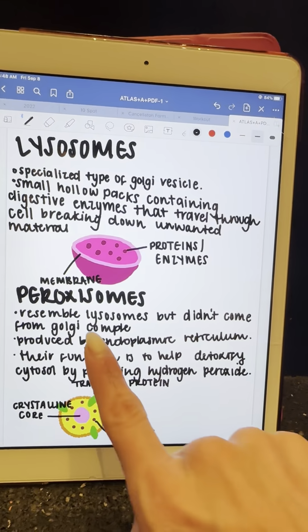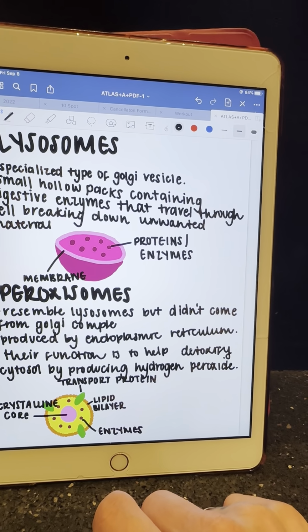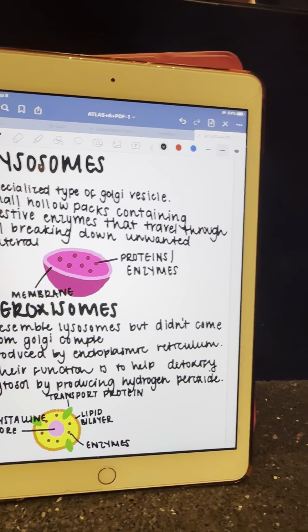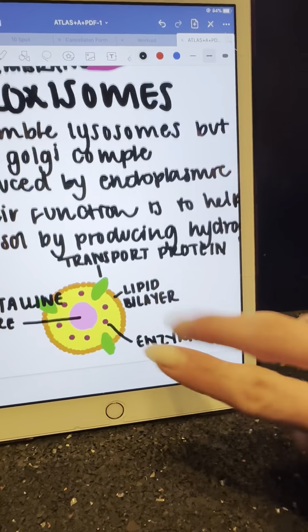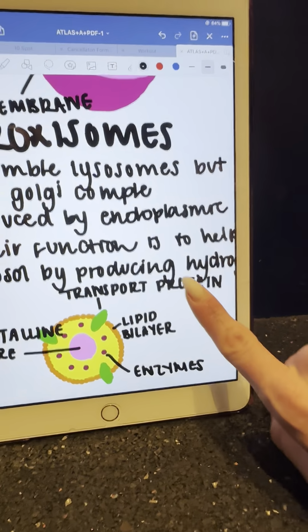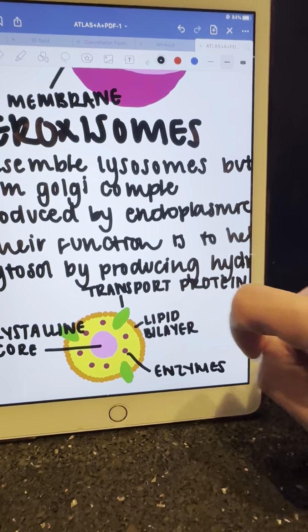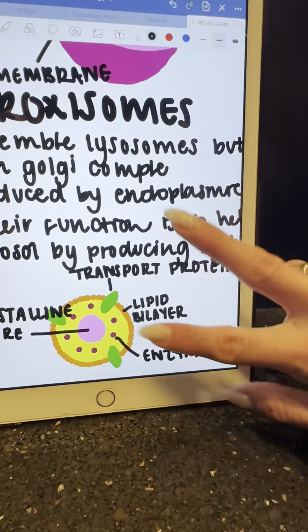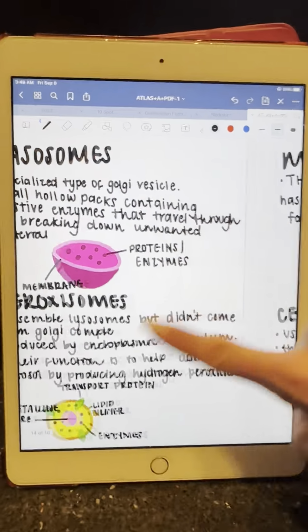And then peroxisomes resemble lysosomes but didn't come from the Golgi complex. They are produced by the endoplasmic reticulum, and their function is to help detoxify the cytosol by producing hydrogen peroxide, which will then just flush out any unwanted materials. These also contain transport proteins because these specific ones may need to travel through membranes, which then they need these transport proteins to help them. These also contain enzymes as well, but they do differ from the lysosomes.